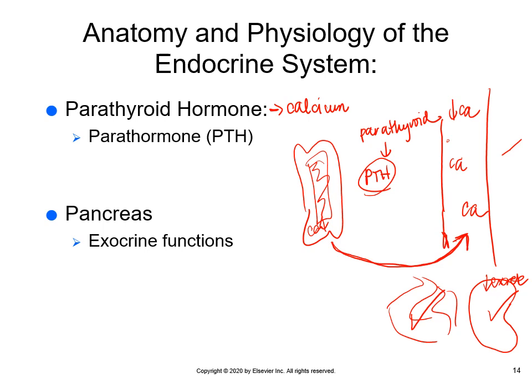And then we have the pancreas, which has an exocrine function. So what is exocrine? If you guys recall, exocrine means ducts, right? Everything is through ducts. Those enzymes in the pancreas are being secreted into the ducts.